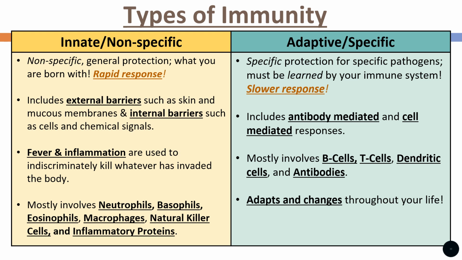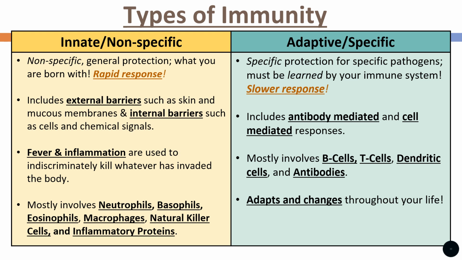We're going to talk about a couple different types of immunity, innate and adaptive. Innate immunity is going to be non-specific general protection. This is going to be what we're born with. This is where we get our rapid immunity responses. These are going to include external barriers like the skin, the mucous membranes, and some internal barriers such as cells and chemical signals.